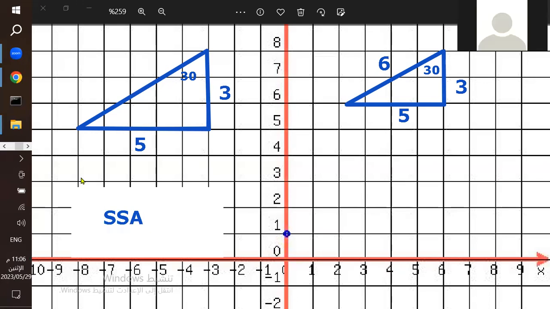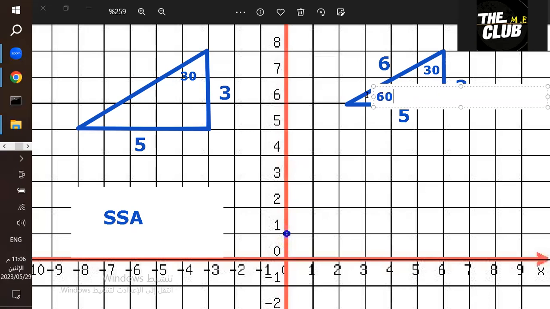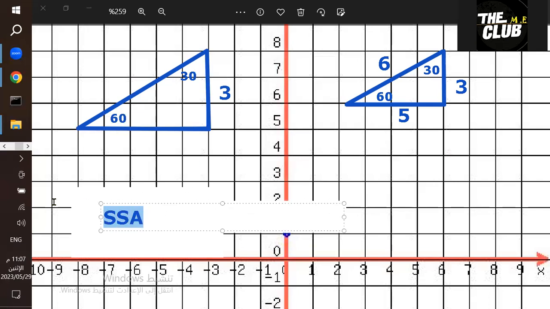But what does ASA mean then? ASA means 1 side, 2 angles. For example, it's like this. You have 60 here, 60 here, and you don't have this side. So here you say AAS or SAA, depending on the order. Do you get the idea?